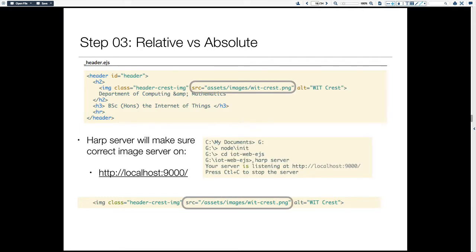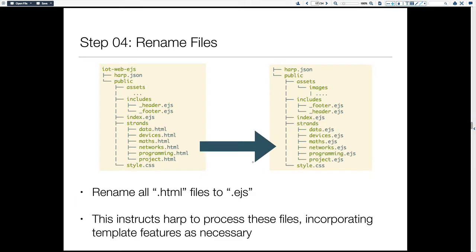So we move away from relative to absolute, and we use absolute references to all our images subsequently. We also rename the files in the exercise. Instead of HTML, we're using EJS. EJS is more convenient for our templating engine because it'll automatically apply the engine to them when we load the pages.